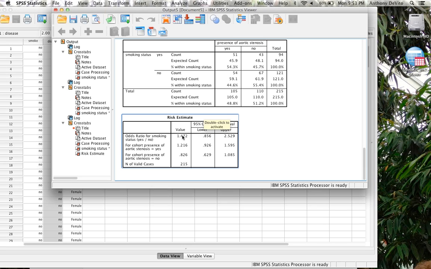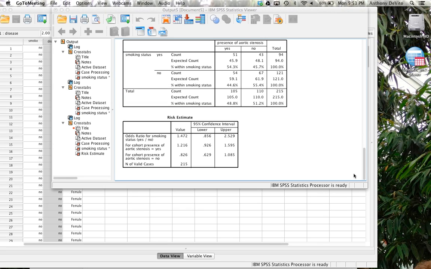Okay, so can I reject my null hypothesis and say there is a relationship in this study, remember, between smoking status and aortic stenosis? Can I reject my null hypothesis? Opinion? There's one part of this I didn't mention that is staring you in the face. What do I have here?